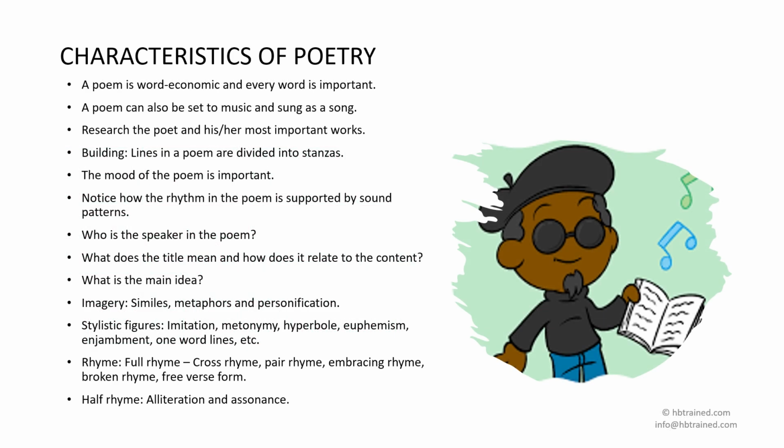Characteristics of poetry. A poem is word economic and every word is important. A poem can also be set to music and sung as a song. Research the poet and his or her most important works. Building. Lines in a poem are divided into stanzas. The mood of the poem is important. Notice how the rhythm in the poem is supported by sound patterns.